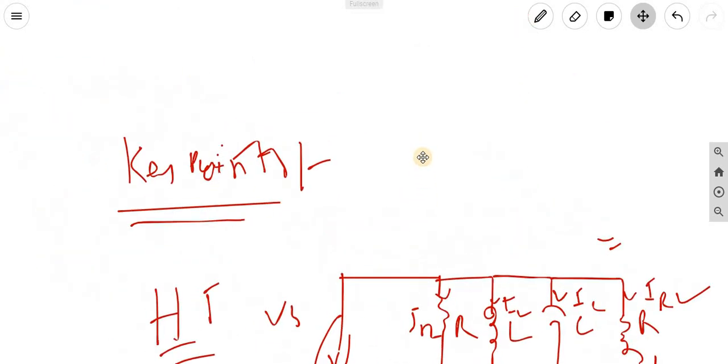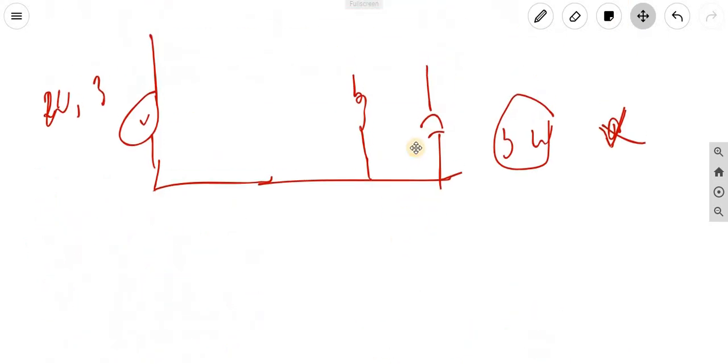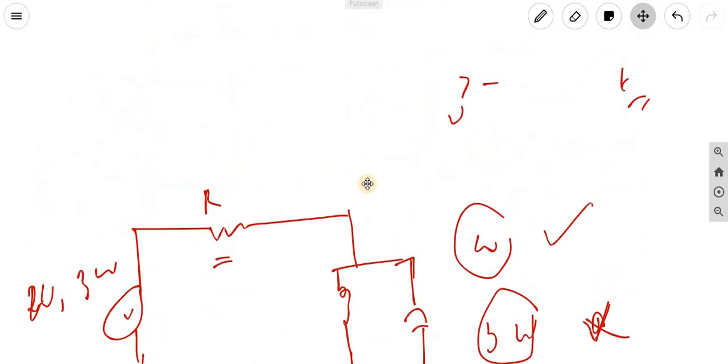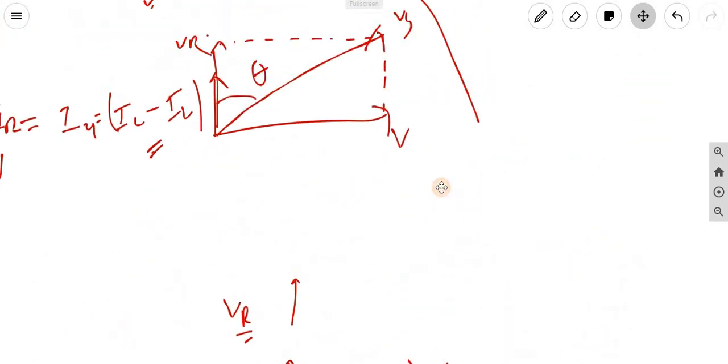So I hope you understood this phasor diagram concept. With this, we have to do a lot of things in phasors only, in transformers, induction machines, synchronous machines. Lots of phasor diagrams are supposed to be drawn in your future courses.